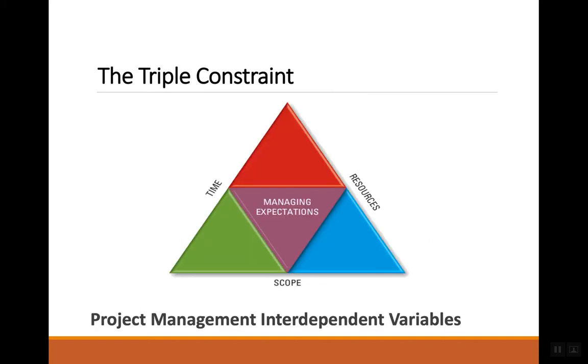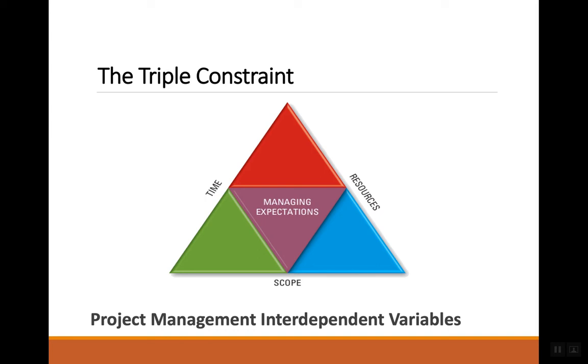So, we talked about the triple constraint. Project managers are dealing with basically three types of constraints. At the core, project managers are responsible for managing the expectations of all of the stakeholders and coordinating activities across all of the different resources. The constraints project managers deal with are time, resources, and scope. Those are the big three.